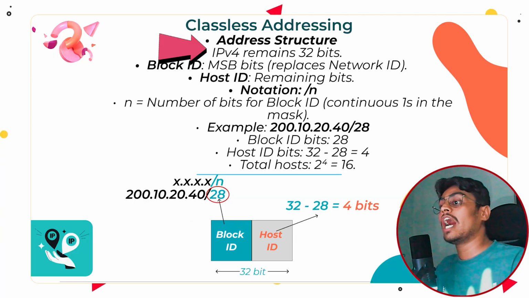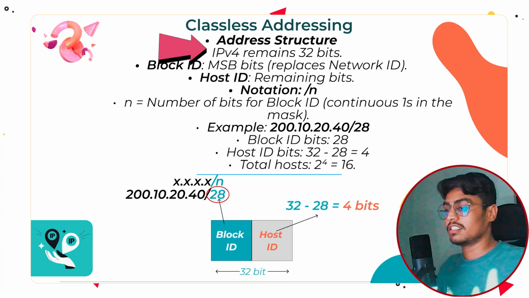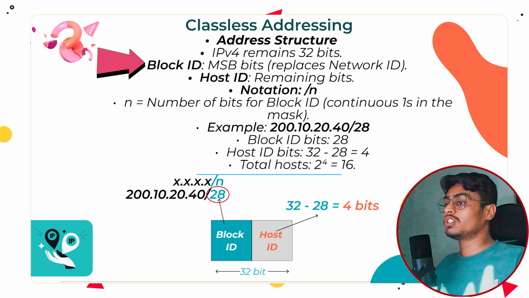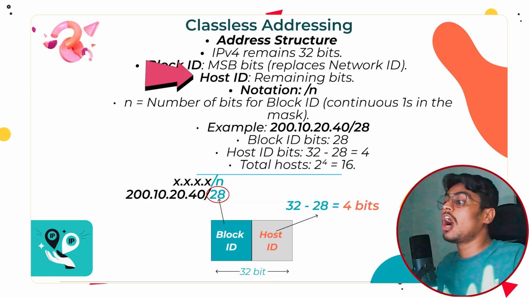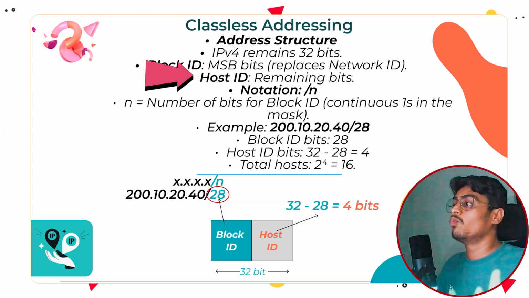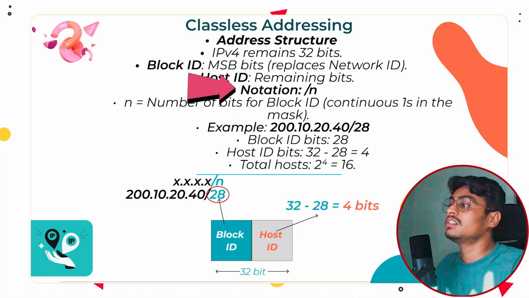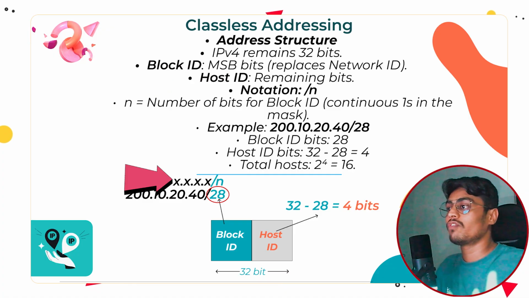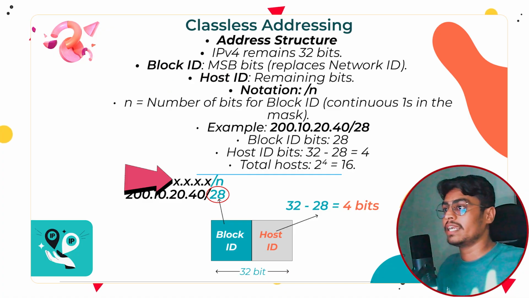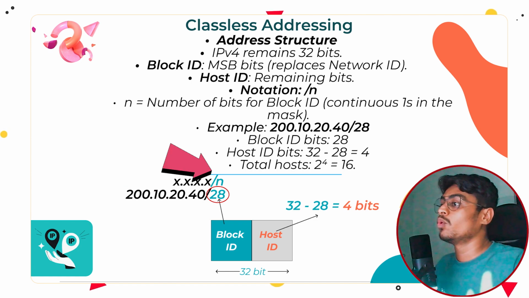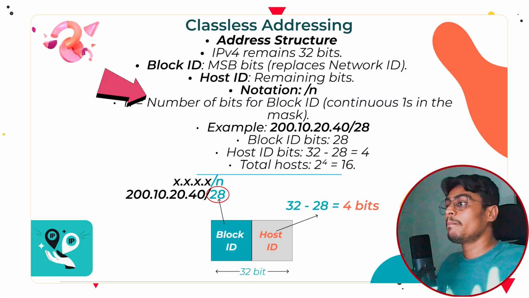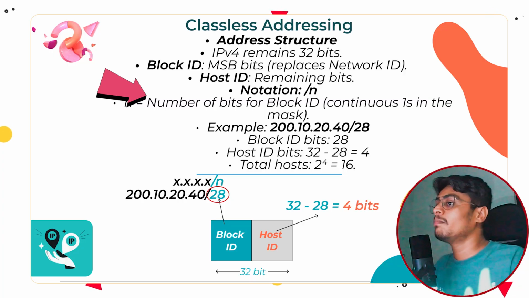In IPv4, the IP address is 32 bits. We have discussed it before. The MSB bits, the most significant bits, represent the block ID, the network we are talking about. The other bits represent how many hosts are there in the block. Now, what is the notation system? The notation system in classless addressing is x.y.z.w, the same 4 octets, but the new thing here is /n. What does this /n notation mean? Here n represents the mask, the number of bits representing the block or network.